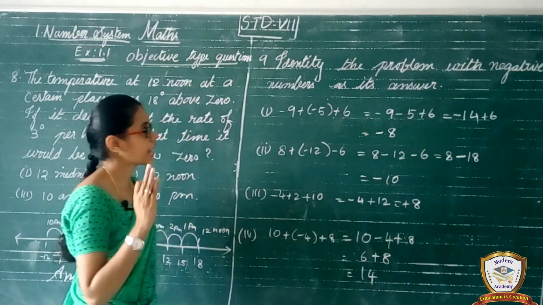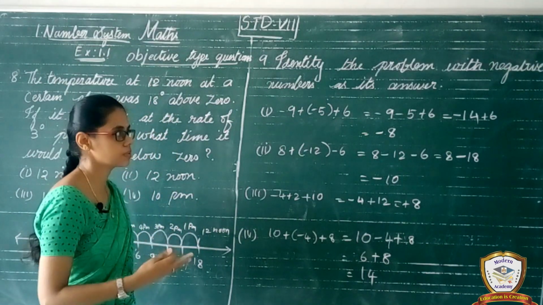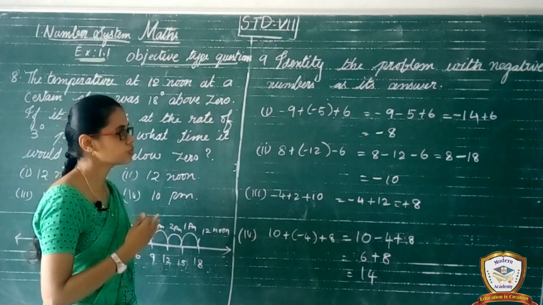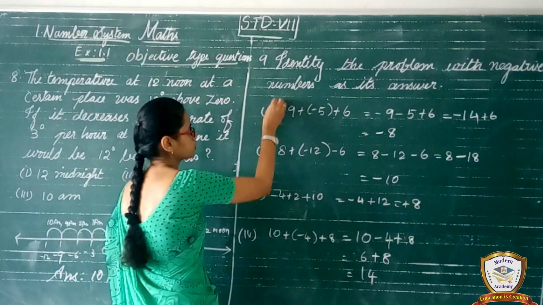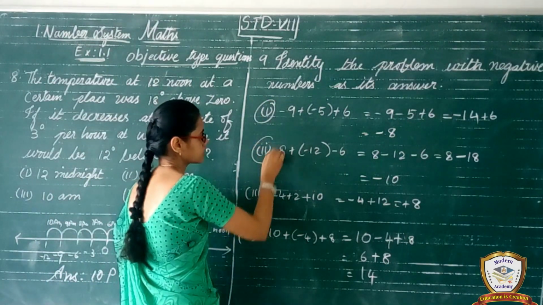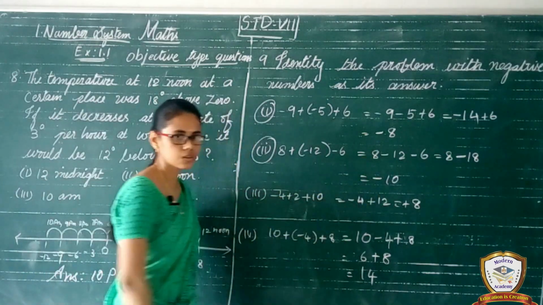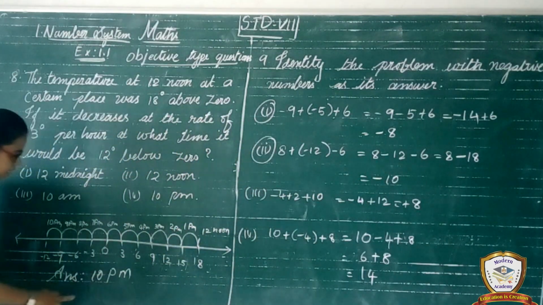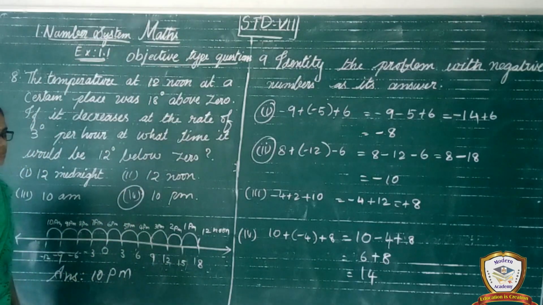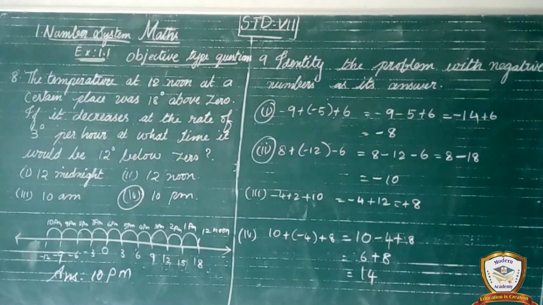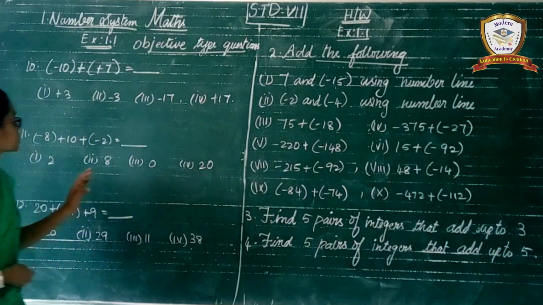Okay. What are they asking in our question? Identify the problem with negative numbers as its answer. We have to find the problems with negative answers. So which ones? The first option and the second one. So these two problems have negative answers. Okay. And before sums, which one? Answer which option? Fourth option. Okay. Can you understand this? Okay. Next, see the next sum.